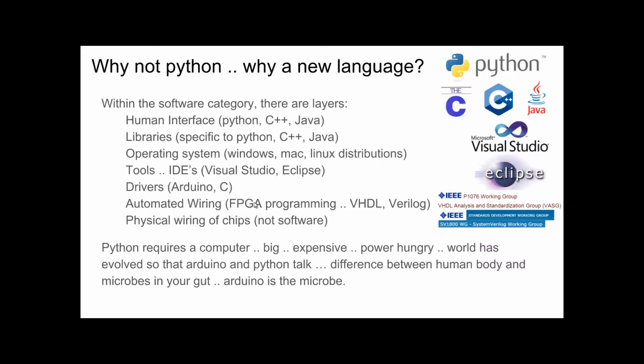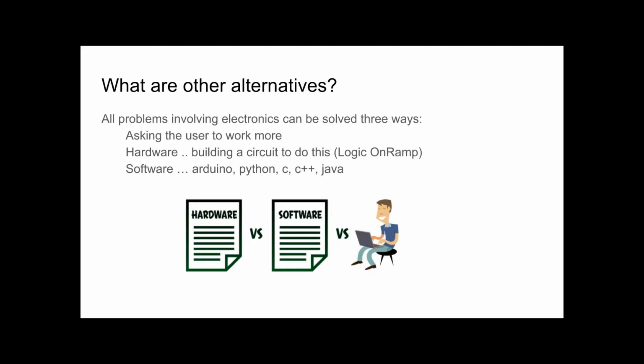There's even more primitive world called FPGA programming, and the dominant languages there are VHDL and Verilog. And then we can, of course, physically wire up chips. So if you want to have a summary, Python's like our body, and Arduino and C programming are like the microbes in our stomachs.